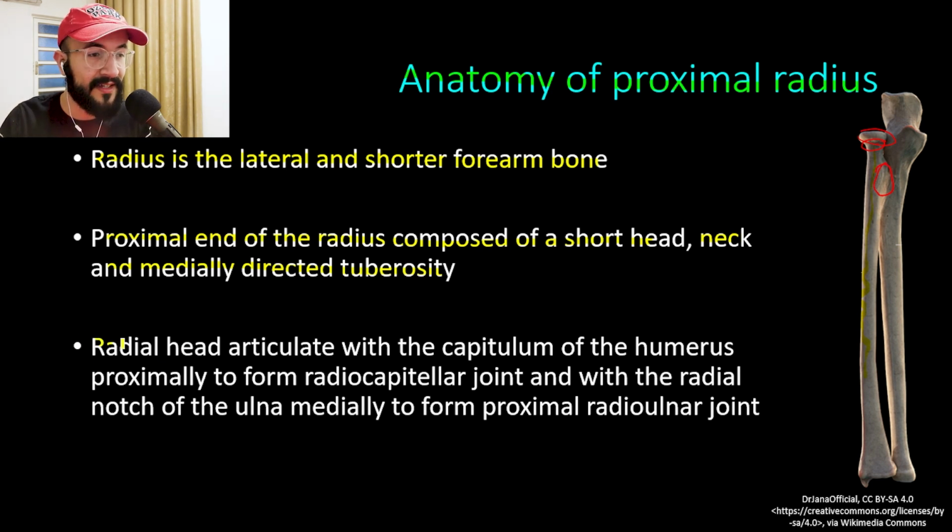The radial head articulates with the capitulum of the humerus proximally to form the radiocapitular joint, and it also articulates with the radial notch of the ulna medially to form the proximal radio-ulnar joint. So the radial head here articulates with the capitulum of the humerus to form the radiocapitular joint, which is part of the elbow joint, and it also articulates with the ulnar notch here to form the proximal radio-ulnar joint.